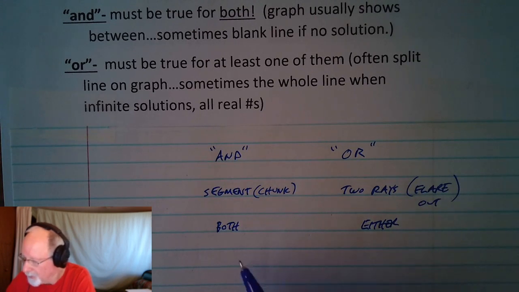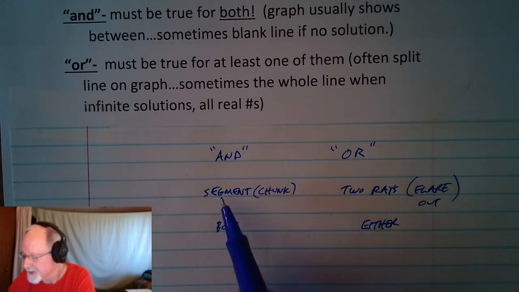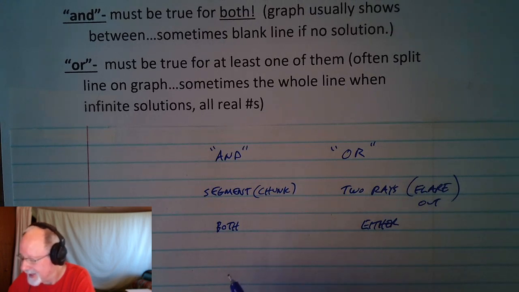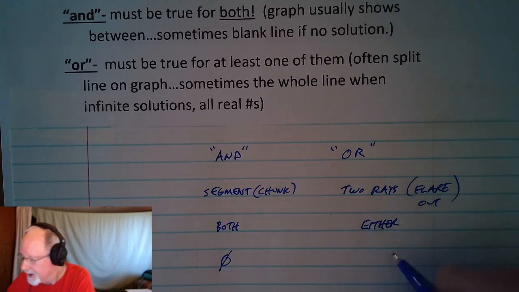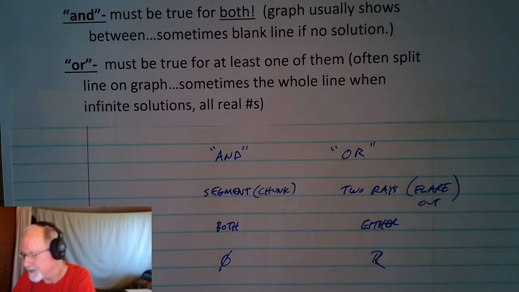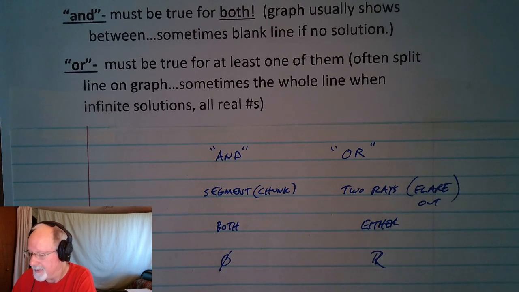And then some weird times, if we say x is greater than 1 and at the same time x is less than -2, we could get a null set. So it's possible to get a null set with the and kind of inequalities. And with the or, we could actually get all real numbers. If we said x is greater than 1 or x is less than 2, that would cover every single possible real number.